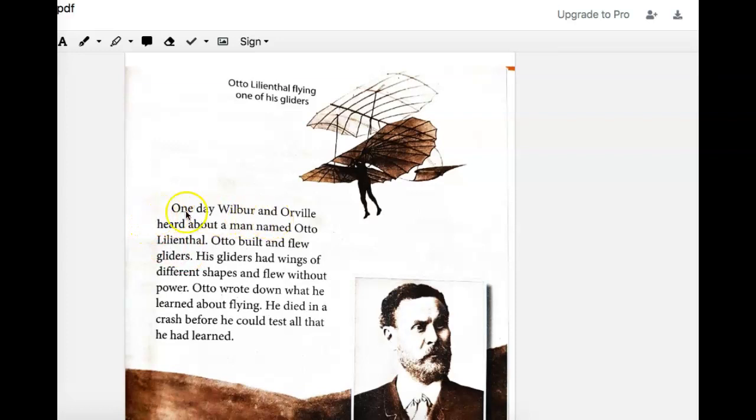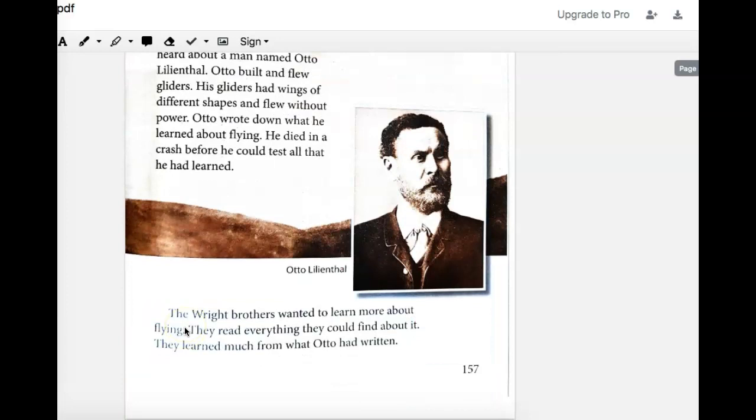One day, Wilbur and Orville heard about a man named Otto Lilienthal. Otto built and flew gliders. His gliders had wings of different shapes and flew without power. Otto wrote down what he learned about flying. He died in a crash before he could test all that he had learned. The Wright brothers wanted to learn more about flying. They read everything they could find about it. They learned much from what Otto had written.